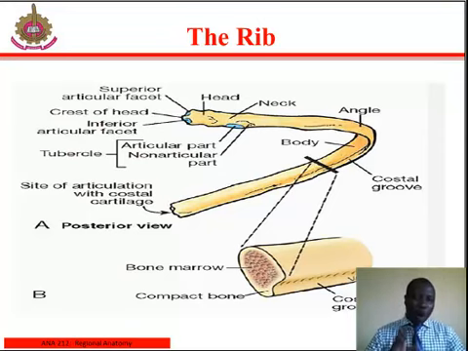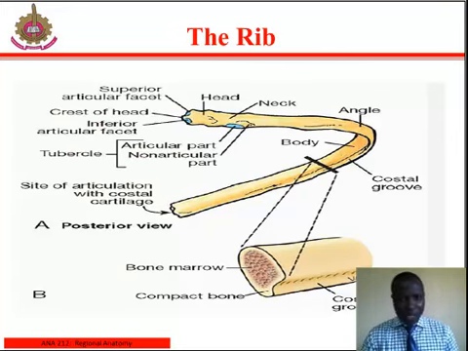The ribs are curved, flat bones that form most of the thoracic cage. They are remarkably light in weight, yet highly resilient. Each rib has a spongy interior containing bone marrow, which forms blood cells, that is hematopoietic tissue.